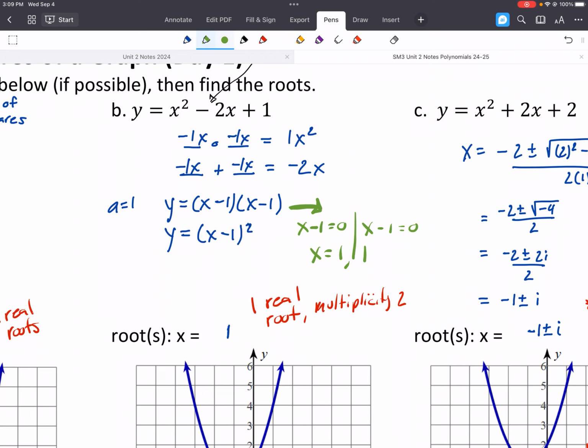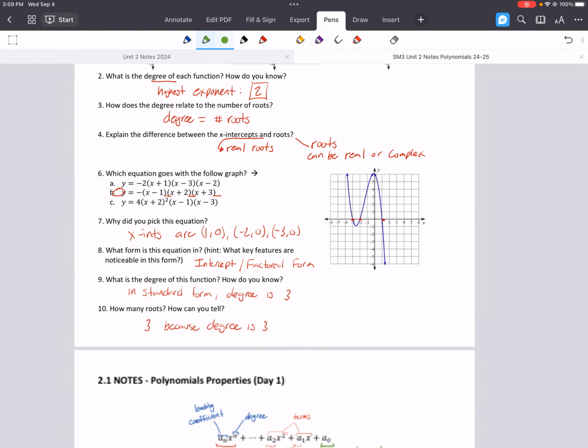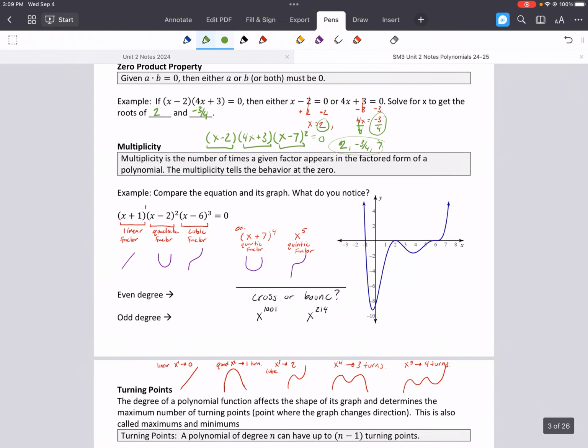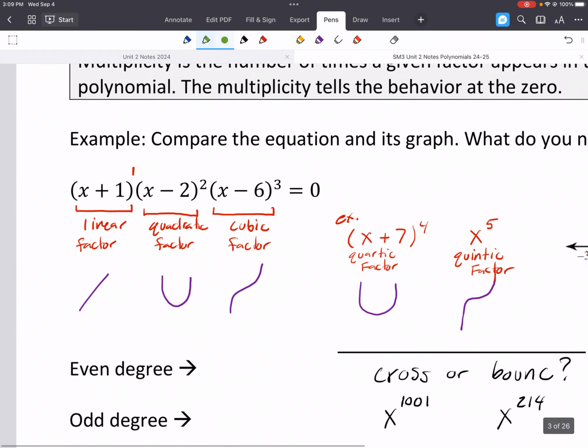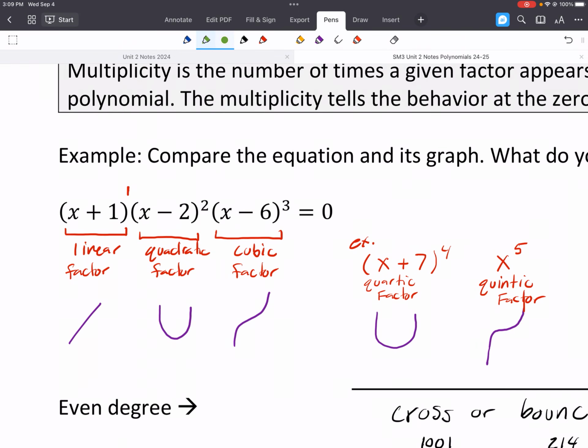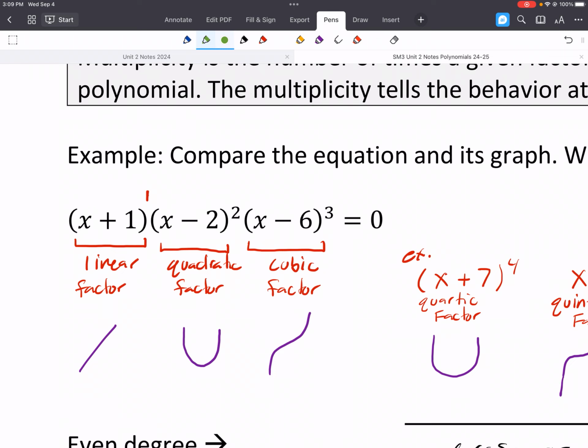So if there's more than one of the same type of root, then we'll say, for this example, we have two things, so we would call it a multiplicity of 2. So if we go back to where we were here, we can come up with our zeros. Again, we can set each of these equal to 0. If we set that equal to 0, we'd get negative 1. If we set this equal to 0 and solve, we'd get 2. And if we set this equal to 0 and solve, we would get x equals 6.